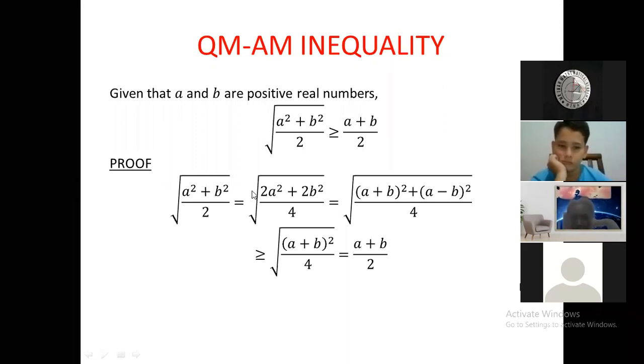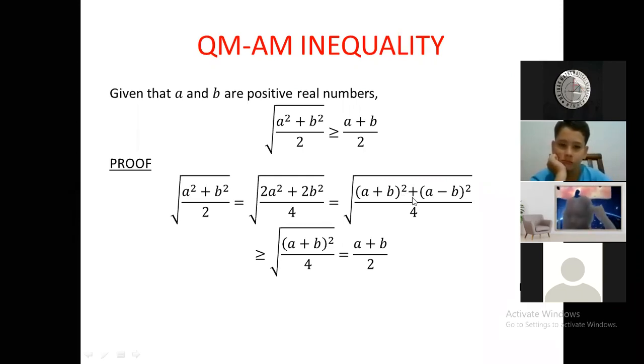Therefore, 2a squared plus 2b squared is equivalent to (a plus b) all squared plus (a minus b) all squared. Okay, that's the first point to make. So basically, the square root of this is the same as the square root of this. Now, this is where we want to think through how the result comes out.